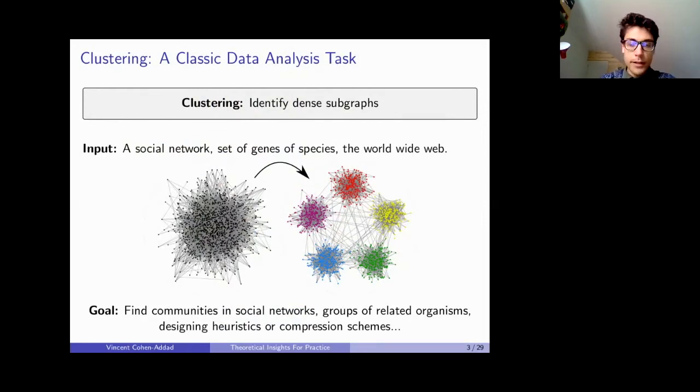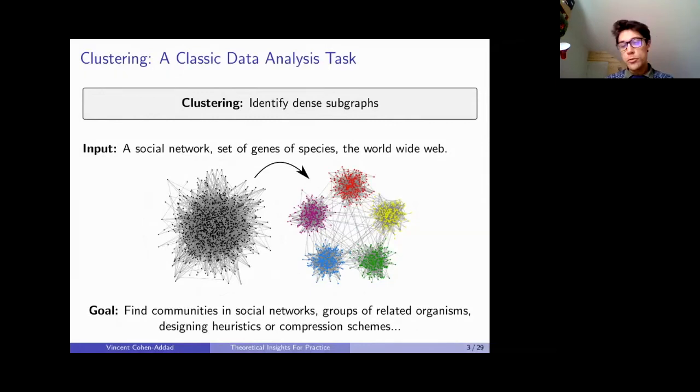Let me try to give some kind of definition of what we are looking for in this talk. Here we are assuming that we are given as input a graph, and let's think of an unweighted graph for now, so very simple graphs. An edge between two vertices represents some similarity between the two vertices, and no edge means no similarity. So, a very basic 0-1 thing.